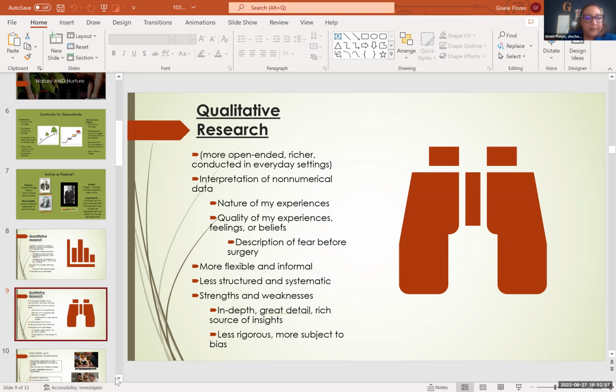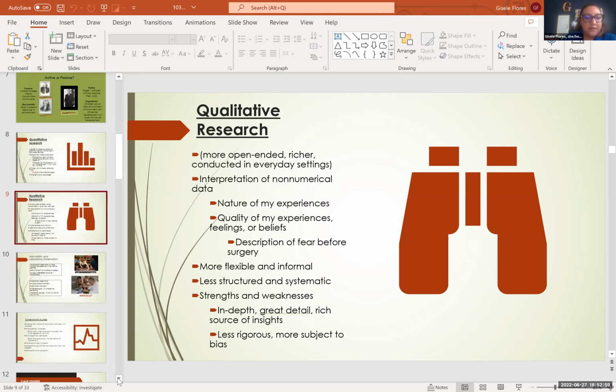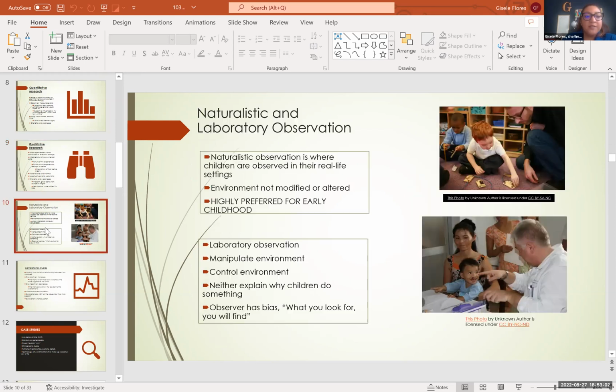Let me scroll down. Now let's look at the different settings in which research can be conducted. So there's naturalistic observations, and then there's laboratory observations. And we touched on it a little bit when we looked at qualitative research, but I want to go through it a little bit more. So when we're thinking about observing children, what do you think would be the best setting to observe children in? A naturalistic setting or a laboratory setting?